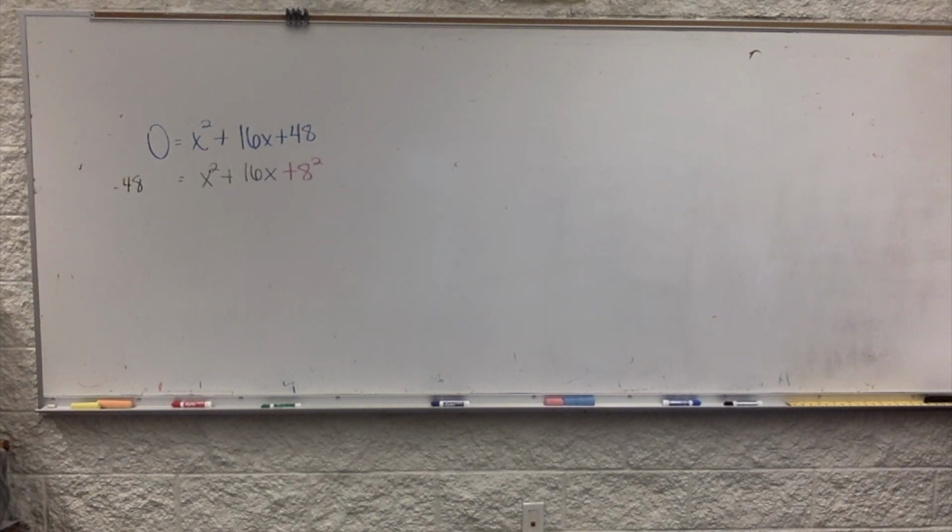Then you add half of b squared. So in this case, you add half of 16 squared. So we're going to add 8 squared to both sides of the equation. Then you simplify and factor. Now do the square root of both sides.